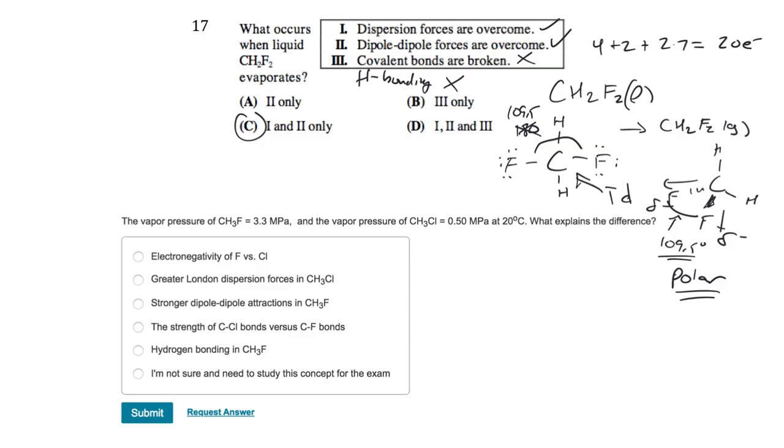Let's look at the next question. Looking at some data on vapor pressure, it gives us a vapor pressure numerically in a unit maybe we're not used to seeing, megapascal. But let's not worry about the unit here. And then for the CH3Cl, it's lower. So one of the key details here is just comparing the magnitude, seeing that the vapor pressure for CH3Cl is lower. And so what explains that difference?